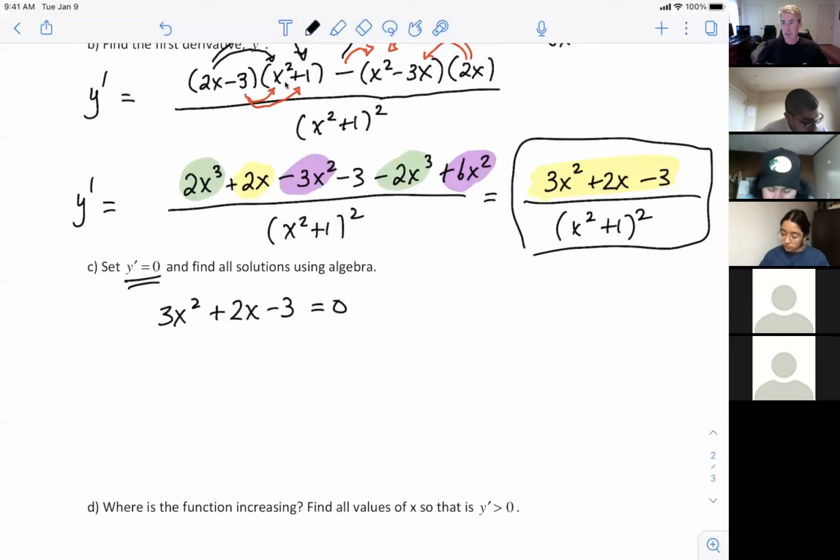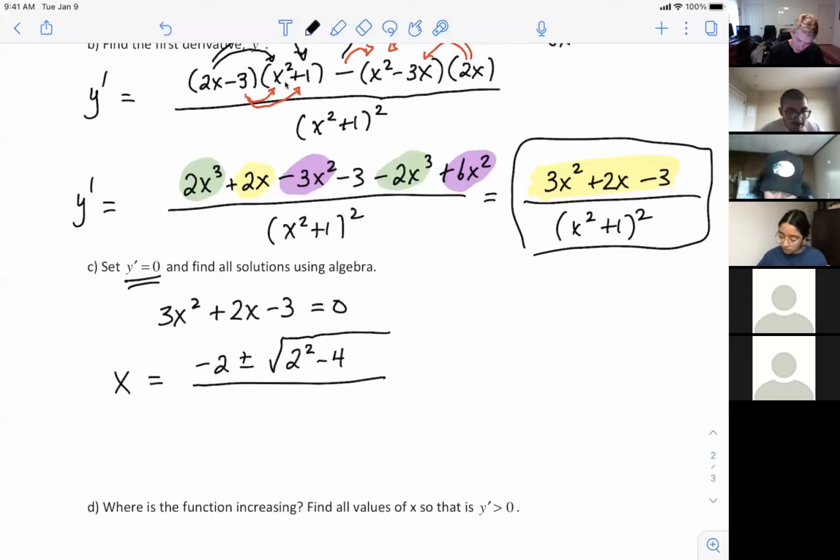And then what's everybody's favorite formula from pre-calculus? Come on, somebody say it. Quadratic formula. The quadratic formula. When I teach pre-calculus, I think I do this like 143 times each semester. So negative b plus or minus the square root of b squared minus 4 times a, which is 3, and c, which is negative 3, all divided by 2 times a.